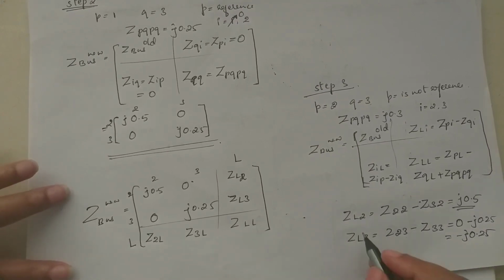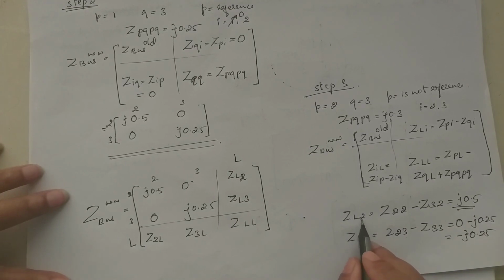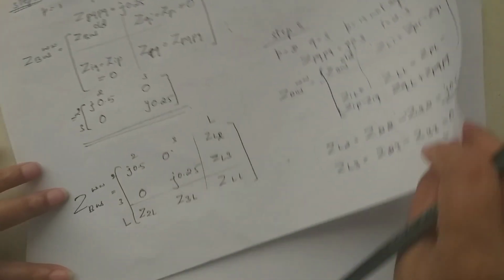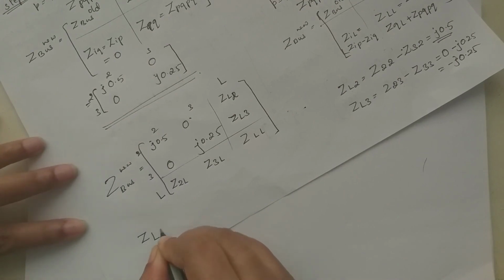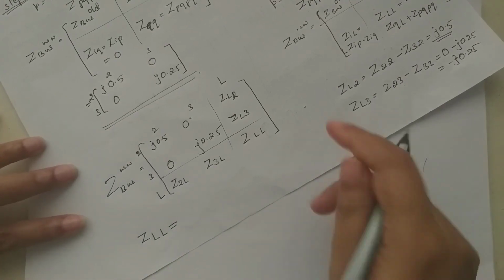So Z2L is equal to ZL2, and Z3L is equal to ZL3. As well as that, we need to calculate the value of ZLL. How do we calculate ZLL?